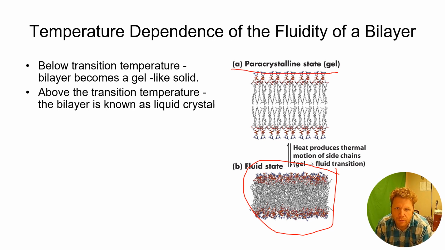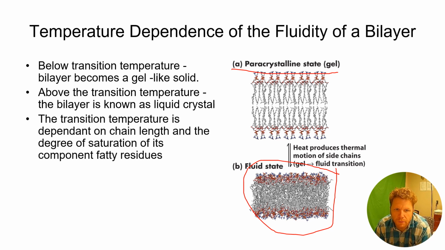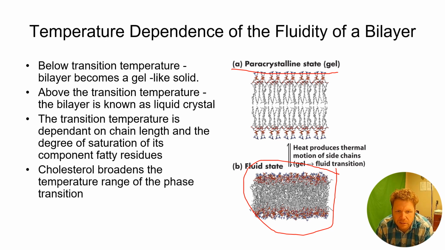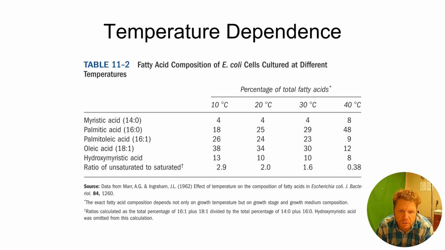So image A is showing our gel-like paracrystalline state, so the more rigid version of our lipid, and then B is showing our fluid state above the transition temperature. Now, the transition temperature is dependent on chain length and the degree of saturation of its component fatty acids. So cholesterol is going to broaden the temperature range of the phase transition.